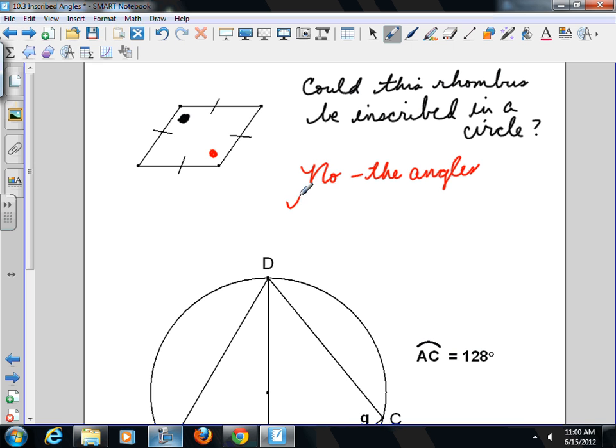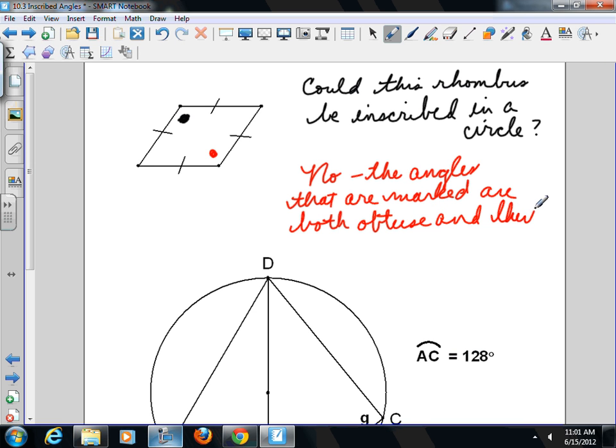So I'm going to say the angles that are marked are both obtuse and therefore could not add up to 180 degrees. All right?